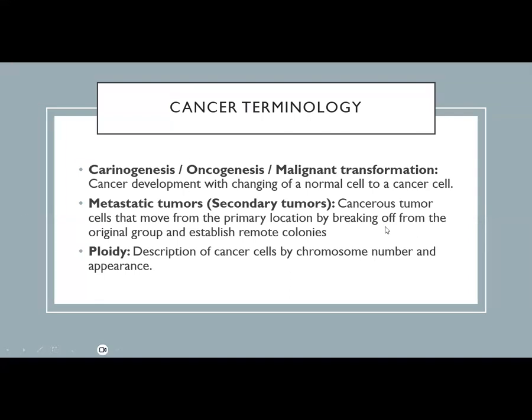Metastatic tumors or secondary tumors are cancerous tumor cells that move from the primary location by breaking off from the original group and establish remote colonies. So when we start getting more, I guess, nervous about cancer, it's when it has metastasized. Ploidy is a description of cancer cells by chromosome number and appearance.